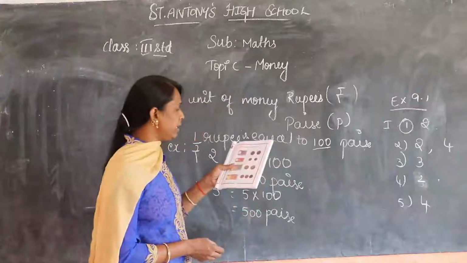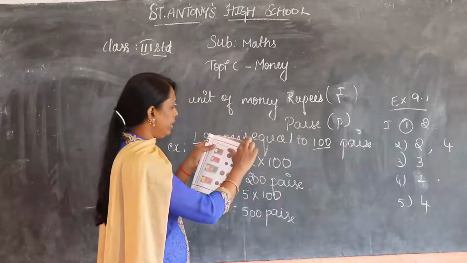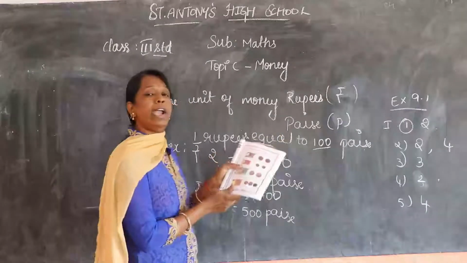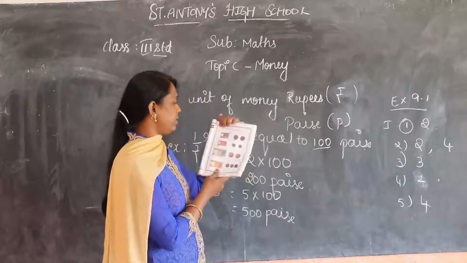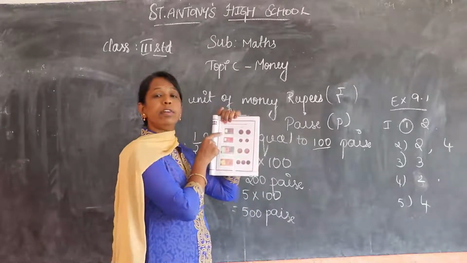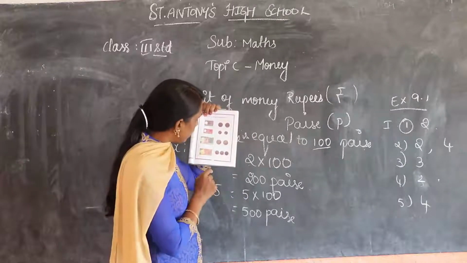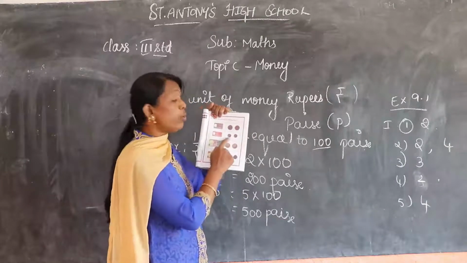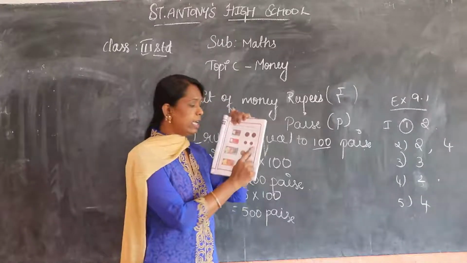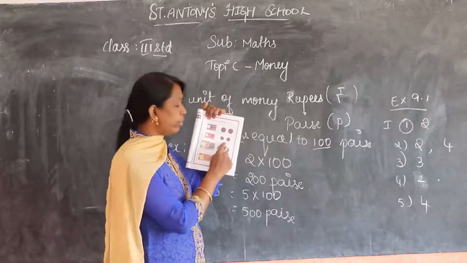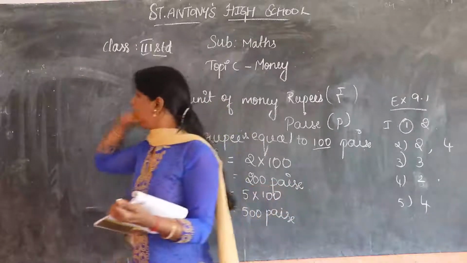Next, match the following. Match the following by drawing lines. Take your scale, draw the lines and match the given coins. The first one is given as 1 rupee, matched to how much? Here they are given 250 paisa. Hmm, 250 paisa becomes 1 rupee. So you have to match the second one. Here I will write on the board.